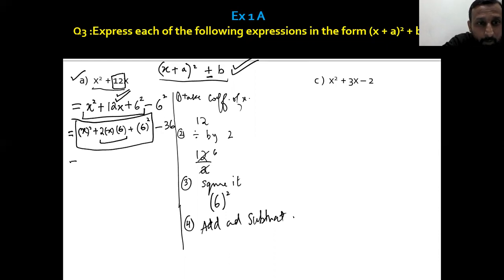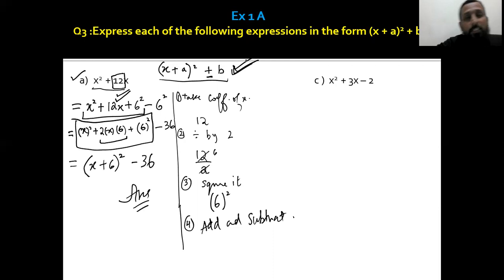Okay, so x plus 6 the whole square. In the end we have minus 36. So this is our answer. That's what they asked us. Look over here right on top: express each of the following expressions in the form x plus a the whole square plus b. It may be plus b or it may be minus b.